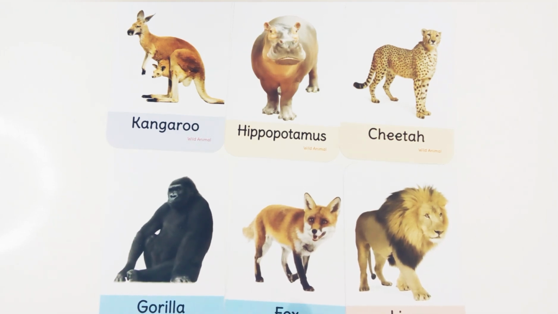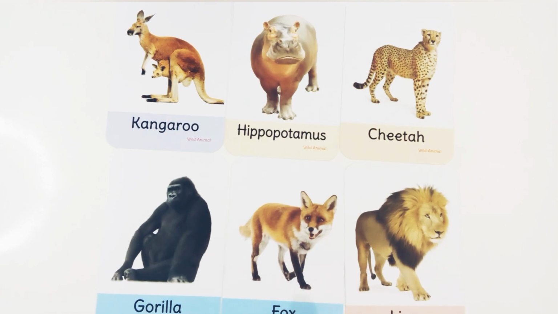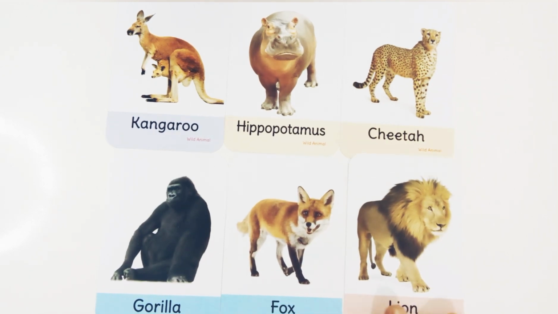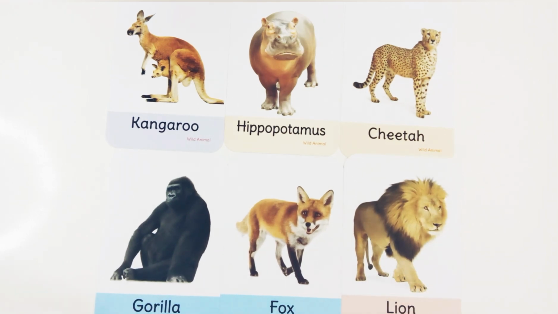F for fox. Fox. This is fox. Fox is a wild animal. L for lion. Lion. This is lion. Lion is a wild animal.